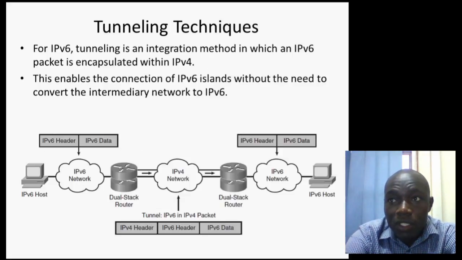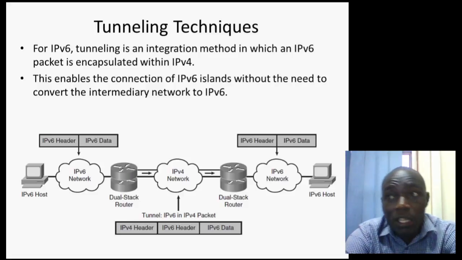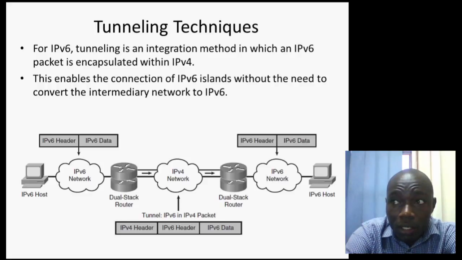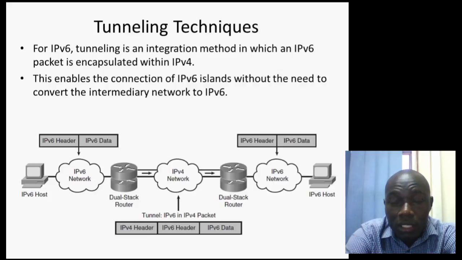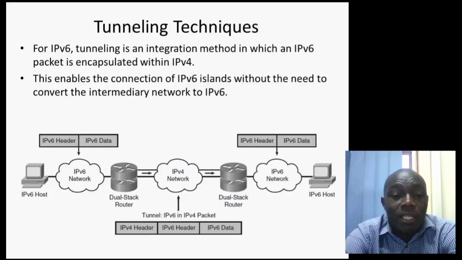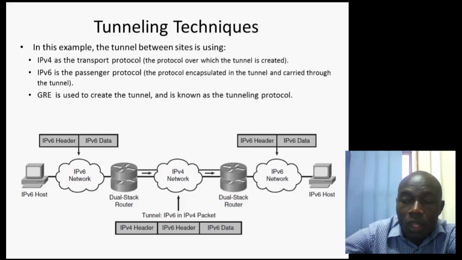So IP version 6 tunneling is an integration method in which an IP version 6 packet is encapsulated within IP version 4. So this enables the connection of IP version 6 islands without the need to convert the intermediary network to IP version 6. The intermediary network, in this case, being an IP version 4 network.